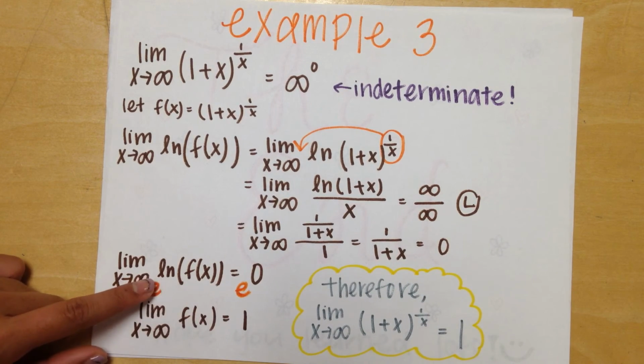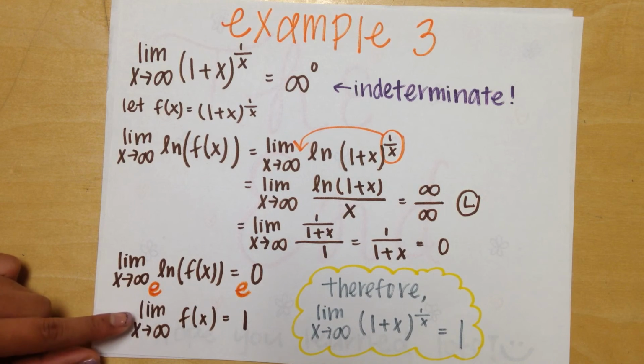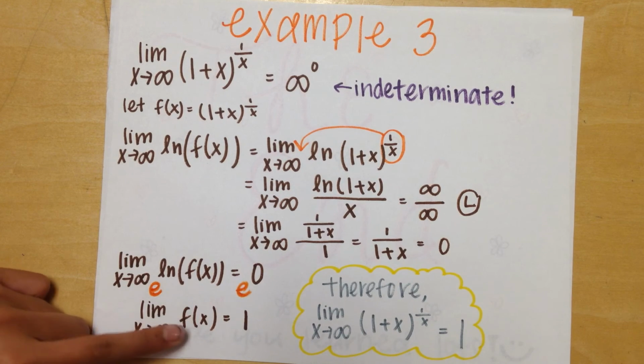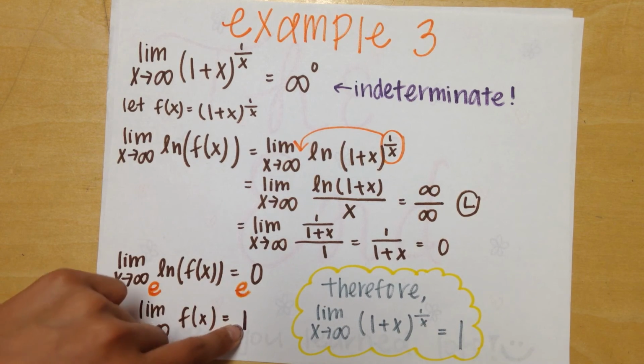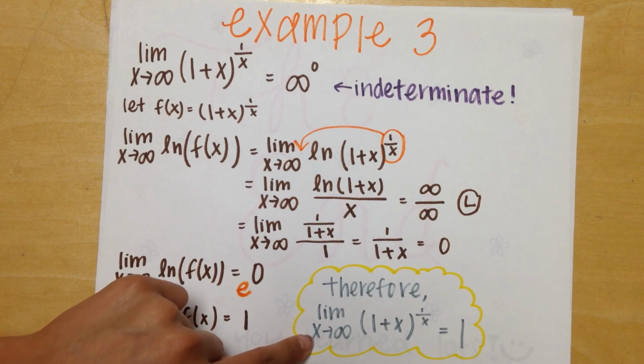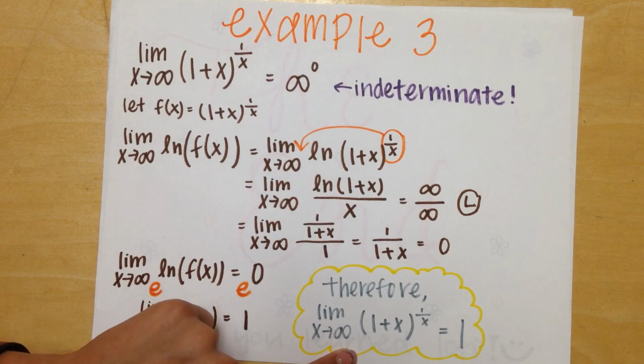To undo the natural log, you have to use e. Therefore, the limit as x approaches infinity of f of x is equal to e to the 0, or just 1. So your final answer is the limit as x approaches infinity of 1 plus x to the 1 over x is 1.